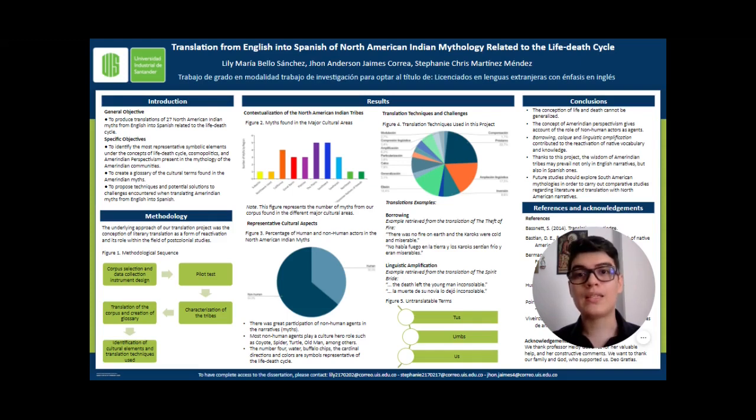The following is an example of borrowing, retrieved from the translation of The Theft of Fire. There was no fire on earth, and the Karoks were cold and miserable. No había fuego en la tierra, y los Karoks sentían frío y eran miserables. And the next one is an example of linguistic amplification, retrieved from the translation of The Spirit Bride. The death left the young man inconsolable. La muerte de su novia lo dejó inconsolable.